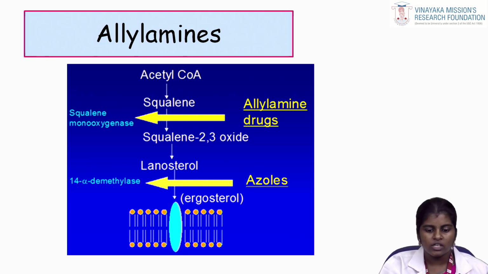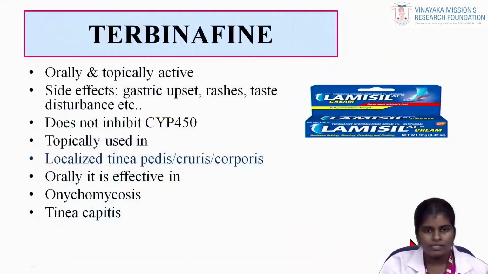It is a very important mechanism of action. So, the first prototype drug of allylamine is terbinafine. It is used both orally and topically. It causes only a few side effects such as gastric upset, rashes and taste disturbances, especially in a few patients. Again, it does not inhibit cytochrome P450. Keep in mind, it is not an enzyme inhibitor like azoles.